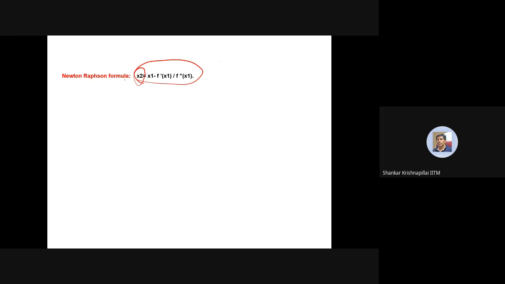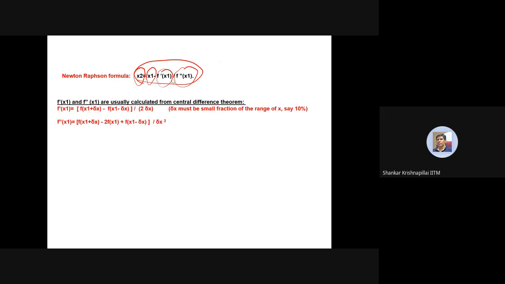So x2 is the next point, x1 is the current point, then this is first derivative of the objective function at x1. This is second derivative of objective function at x1. So how do you find this first derivative and second derivative? If you are a human being, you can manually do the differentiation, but computers have to use this central difference theorem to find the approximate estimate of first derivative or second derivative. The first derivative is found by this approximate expression.